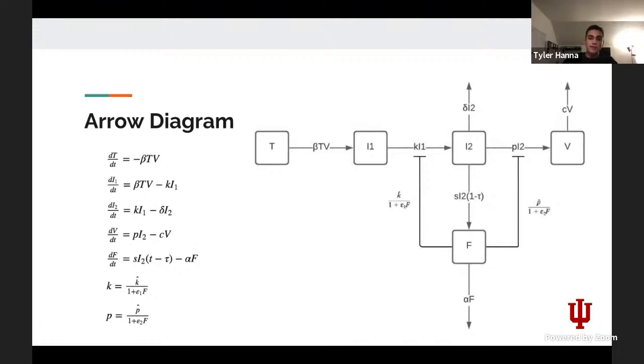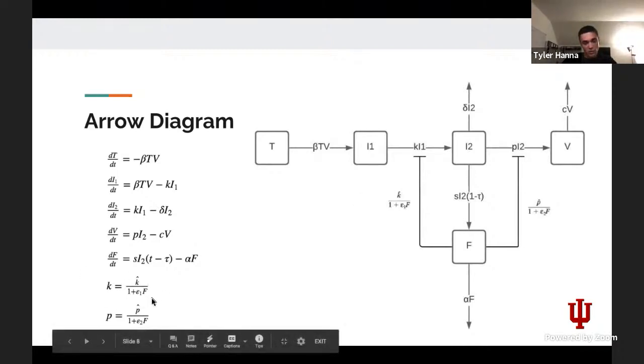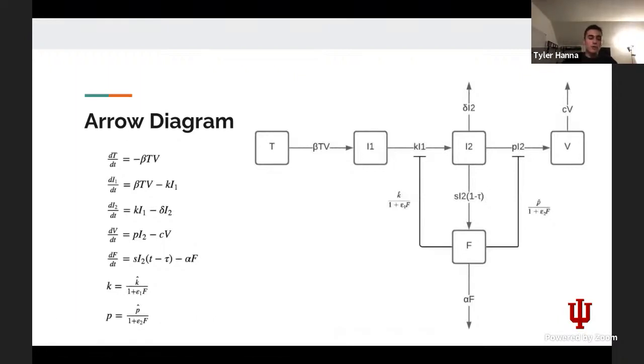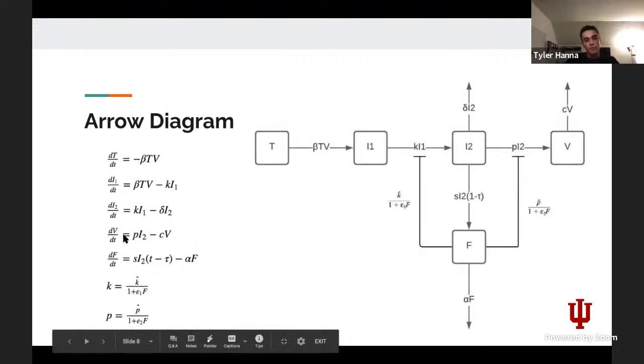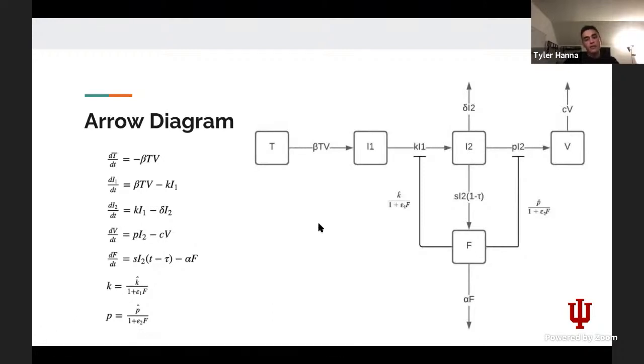affect this rate. And as you can see, in this second to last equation down here, this epsilon term multiplied by the amount of interferon in the system at that time will decrease K, which will decrease the transition rate. The same thing happens to P, which is the viral production rate. As P decreases, the amount of viral load decreases, which basically sums up the purpose of interferon in the system.